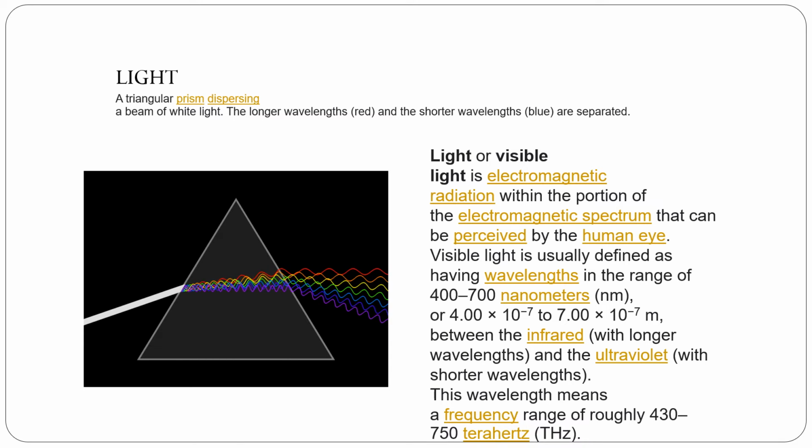Light, or visible light, is electromagnetic radiation within the portion of the electromagnetic spectrum that can be perceived by the human eyes. Visible light is usually defined as having a wavelength in the range of 400 to 700 nanometers.